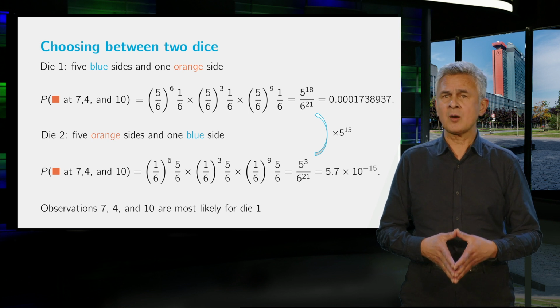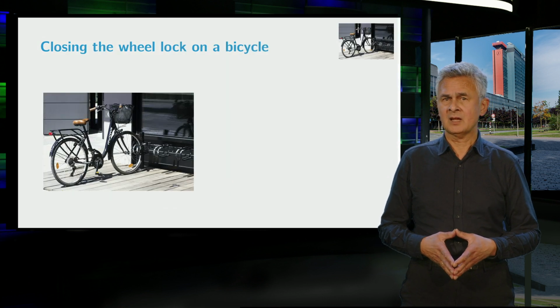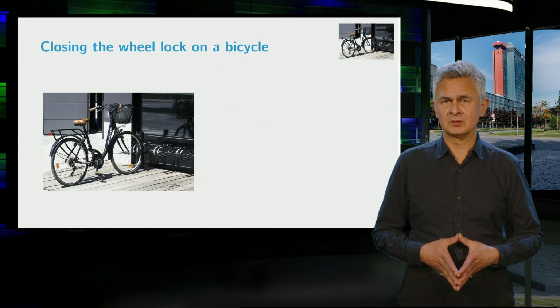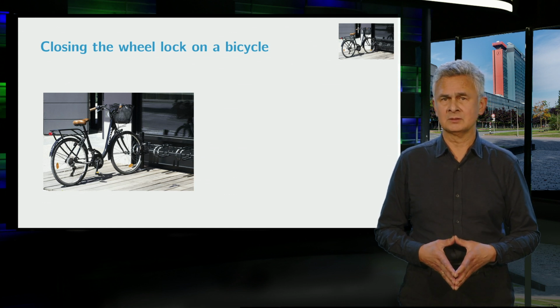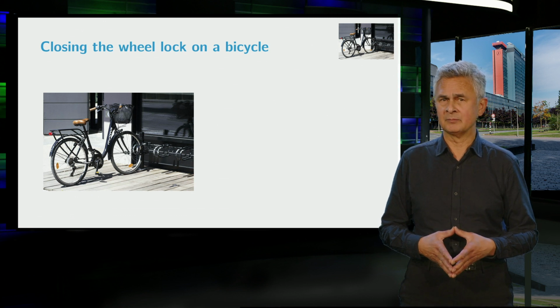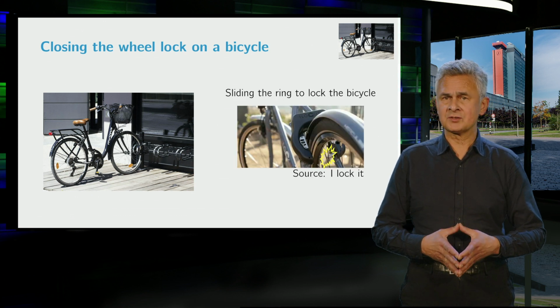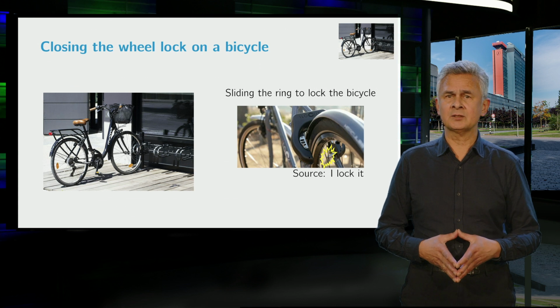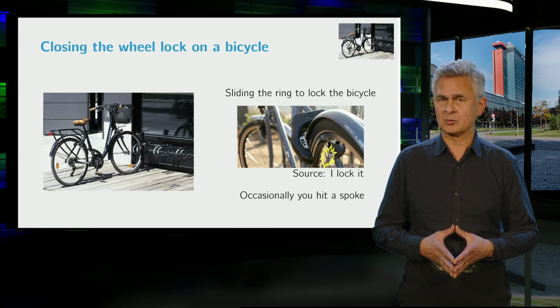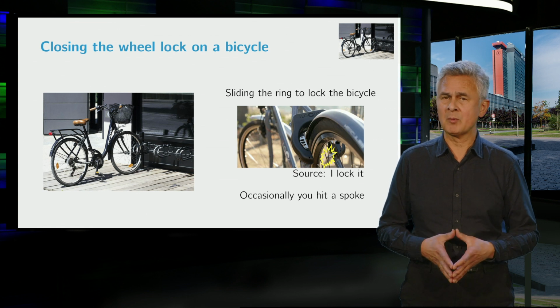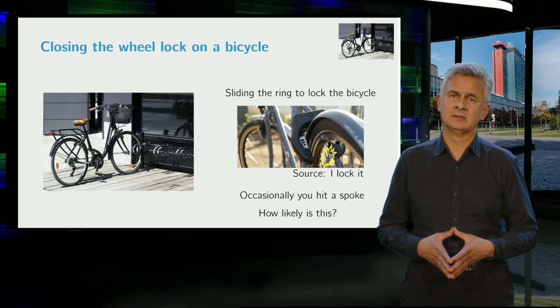Let us look at a more complex problem. Everyone who is riding a bicycle and tries to lock it with a wheel lock that is fixed on the bicycle may run into the following problem. You park your bicycle, and when sliding the ring lock to lock the bicycle, you occasionally hit one of the spokes. Now, what is the probability that this can happen?